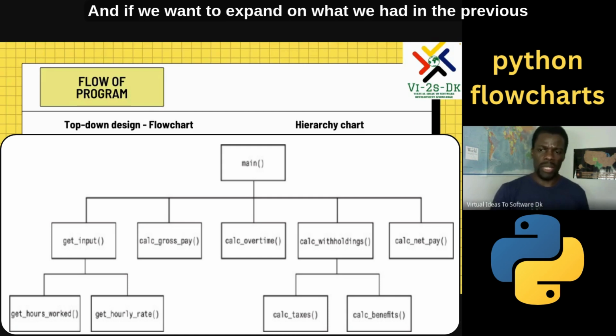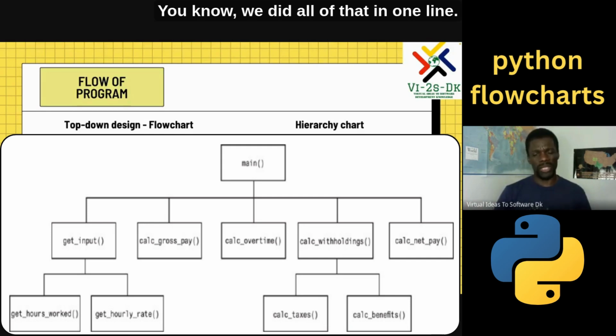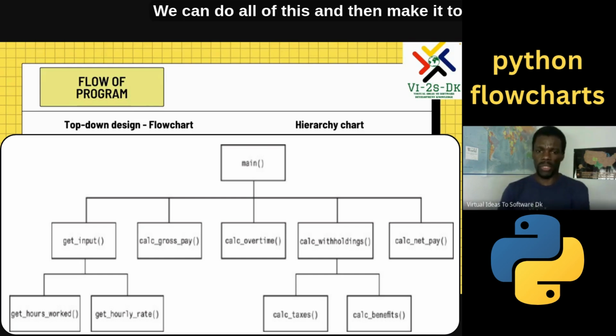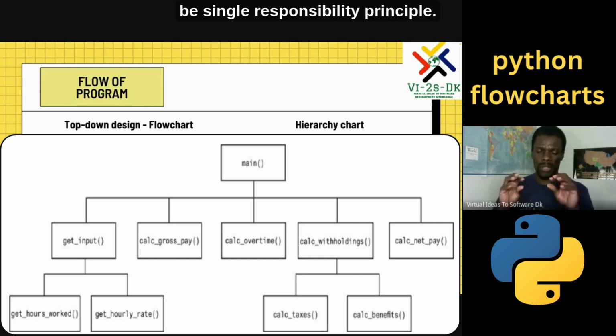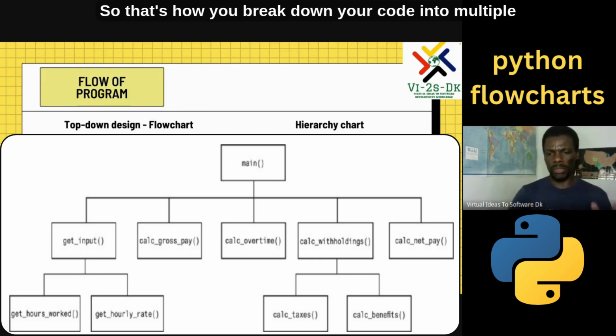And if we want to expand on what we had in the previous slide, we can go ahead and calculate overtime. You know, we did all of that in one line. That's not necessarily the best way. We can do all of this and then make it follow the single responsibility principle, or put it all in one. So that's how you break down your code into multiple pieces.